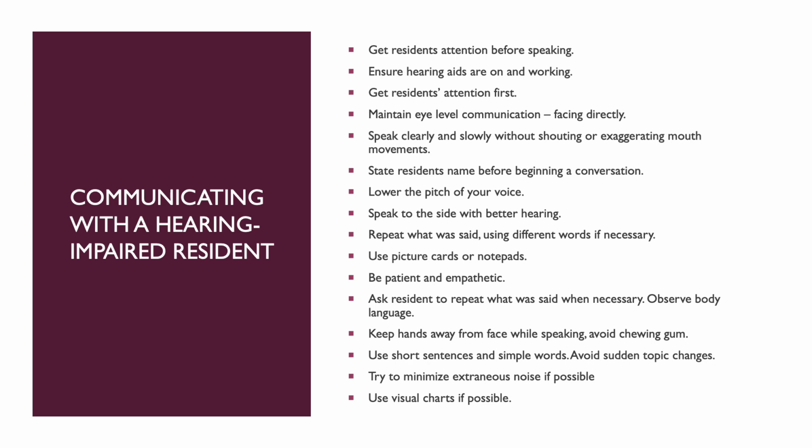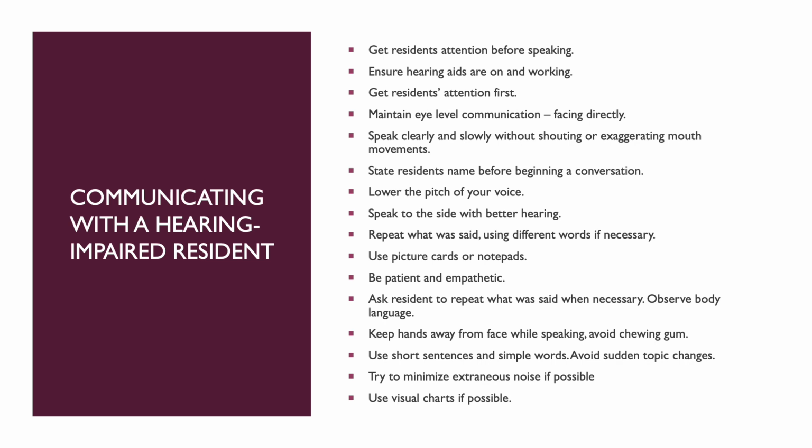When it comes to somebody with a hearing impairment, we're going to have some of these same things that we were just talking about with visual impairment, but there's going to be some other things that we should be well aware of as well. We want to make sure we get the residents' attention before we start speaking, making sure if they do have any hearing aids that they're not only in their ears, but they're also on and working. Making sure we maintain eye level communication.